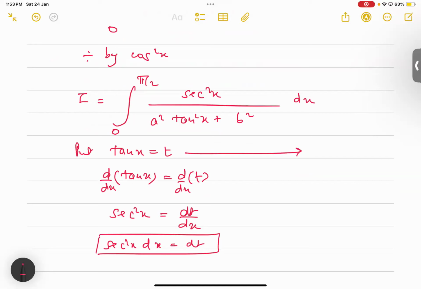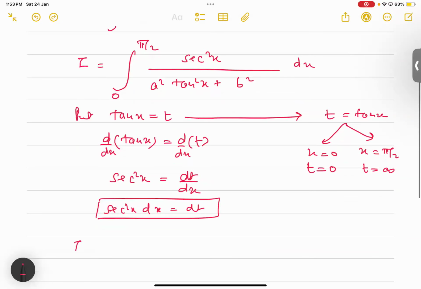Now what is the value of t? t is tan x. What is x? 0 and pi by 2. So what will be t? 0 and not defined. You put the value of x as 0 and x as 90 over here. So the integration will be 0 to not defined, dt upon a square t square plus b square.